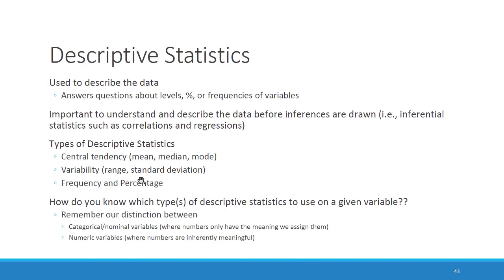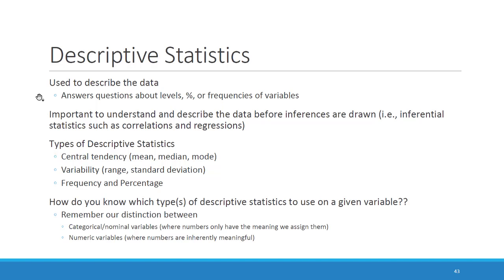Descriptive statistics are used to describe our data. They answer questions about the levels of a variable that a participant has, the percentage of participants that are in a certain category, and the frequencies of participants that are in a certain category. It's important to understand and describe our data before we draw inferences about our hypotheses, which we will do in stage 4, our inferential statistics.